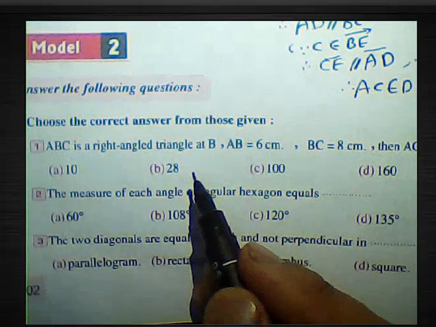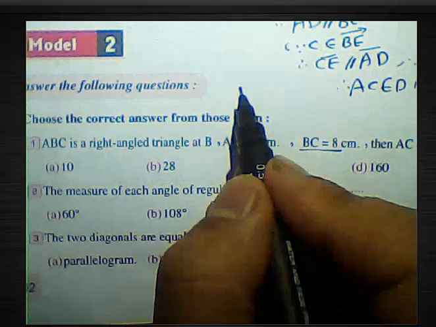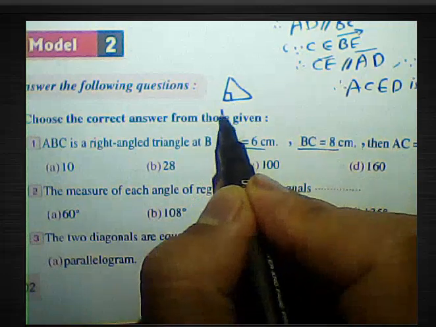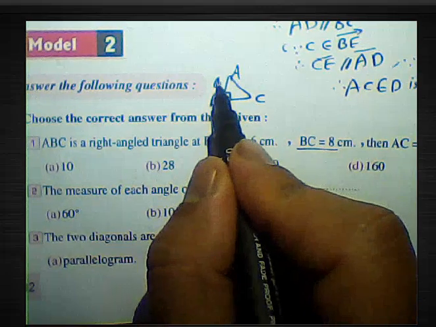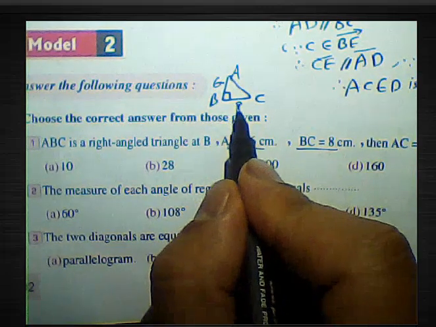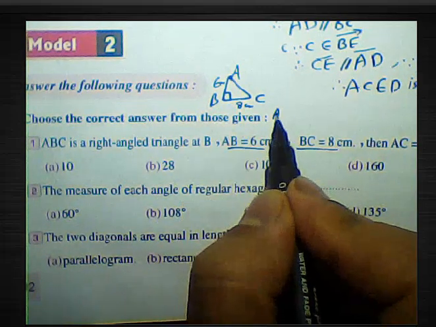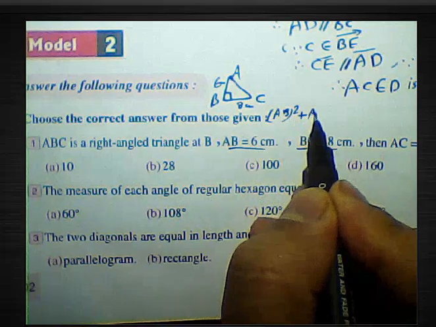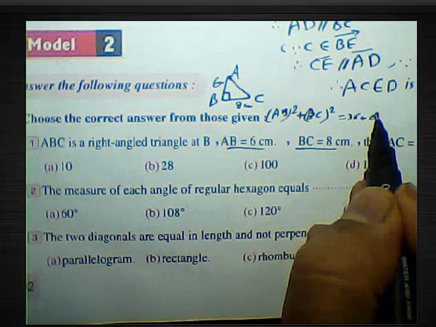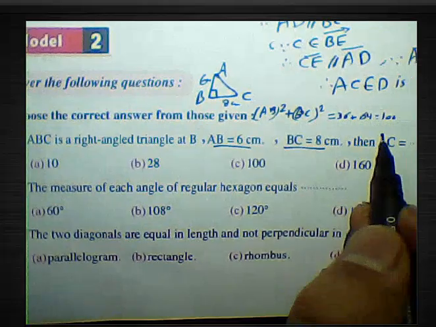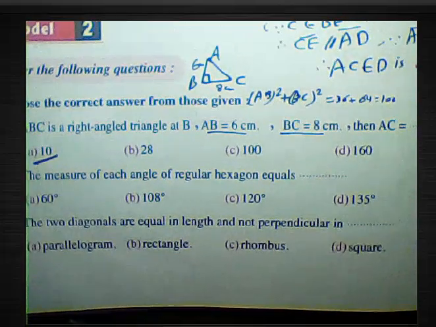EBC is a right angle triangle at B, and EB equals 6 centimeters and BC equals 8 centimeters, and EC equals what? We can draw the right angle triangle here. We can find the length of EC from Pythagoras. EB power 2 plus BC power 2 equals 36 plus 64 equals 100, and the square root of 100 equals 10 centimeters. The result is 10 centimeters, the length of EC.